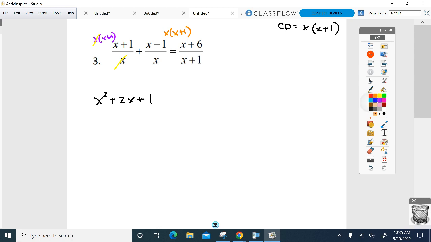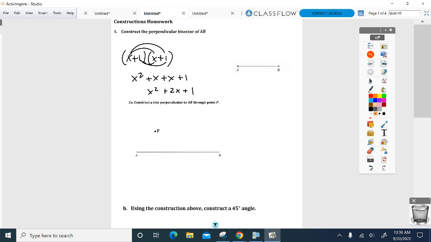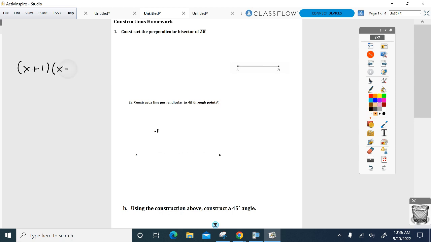All right. Now what do you got to multiply? X minus 1 times same thing. A lot of distribution, right? X plus 1 times x minus 1.